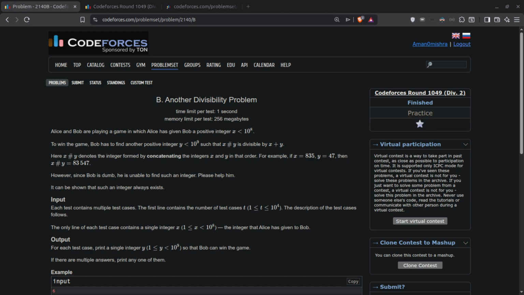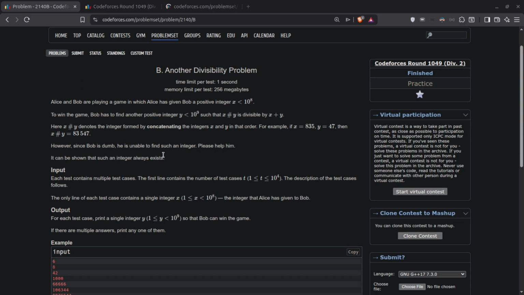Hi guys, so the question is another divisibility problem. In this, Alice and Bob are playing a game in which Alice has given Bob a positive integer x which is less than 10 to the power 8. To win the game, Bob has to find another positive integer y less than 10 to the power 9 such that x is not equal to y but the concatenation of x and y is divisible by x plus y.